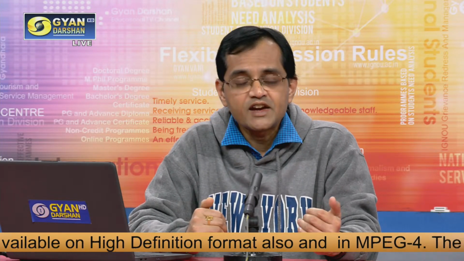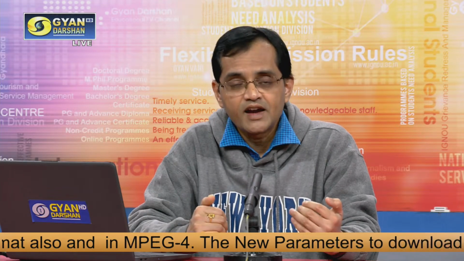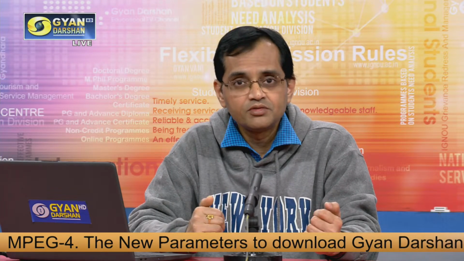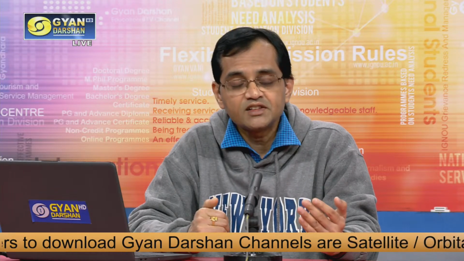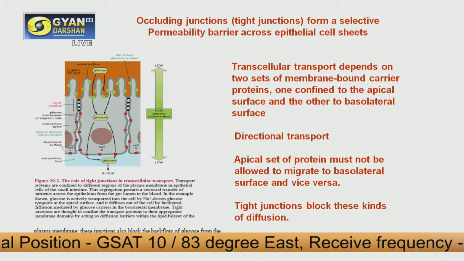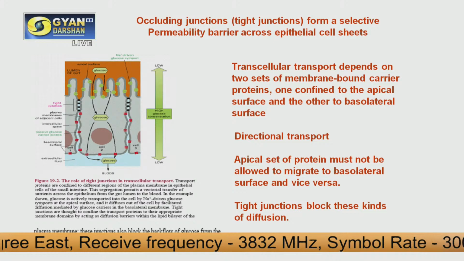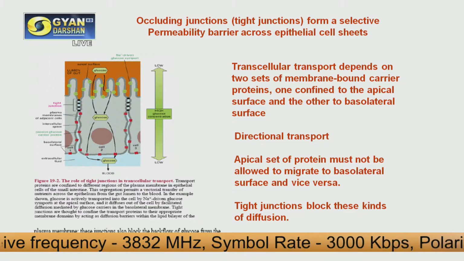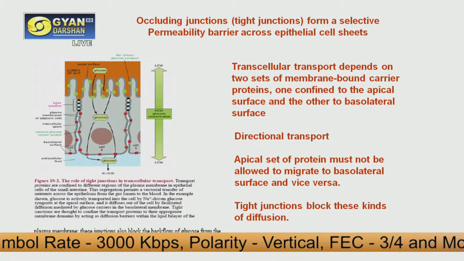So these tight junctions mostly help in the directional transport, and they are mostly present in those kinds of cell surfaces where there is a polarity, where there is a distinct apical surface and a basolateral surface. They block this kind of diffusion; from one surface to the other, the protein components should not get translocated or diffused, and that will help to maintain this directional transport.